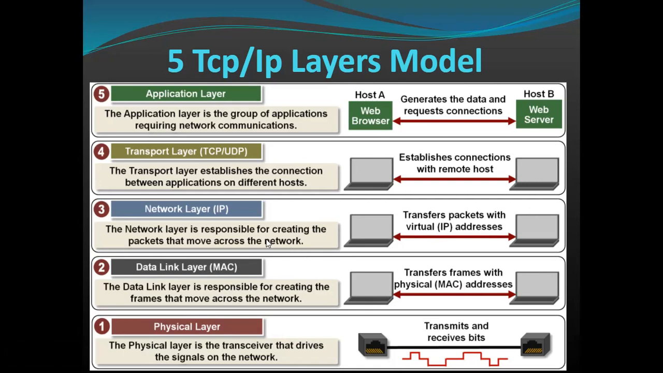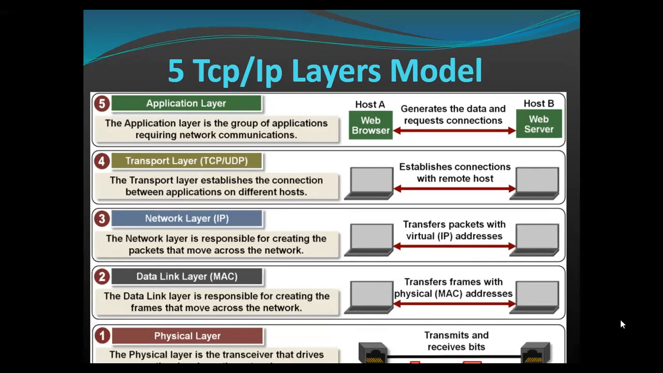The third one is the network layer, which is IP. Here, the network layer is the layer responsible for creating the packet that moves across the network. It transfers the packet within a virtual address. And the fourth one is the transport layer, which is TCP and UDP.